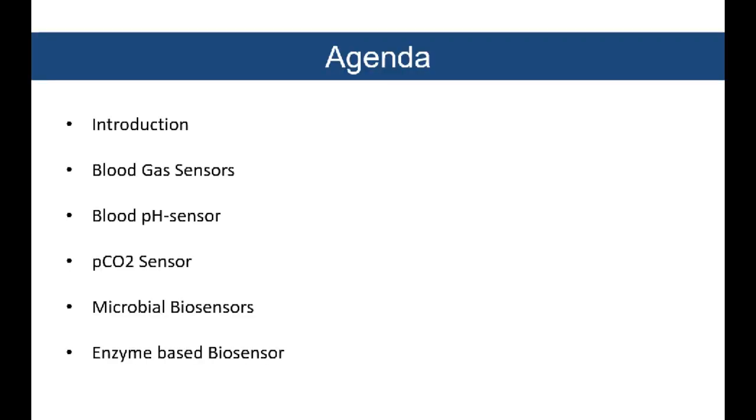The agenda of this chapter includes the introduction to the chemical and enzyme biosensors. Then after that we will study about the blood gas sensors. Then we will study about the blood pH sensor. After that we will study about the PCO2 sensor. After that we are going to see about the microbial biosensors. At last we will see about the enzyme-based biosensors. So let's start with the introduction.